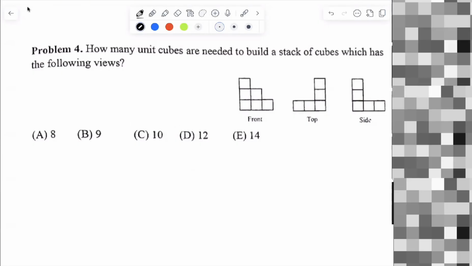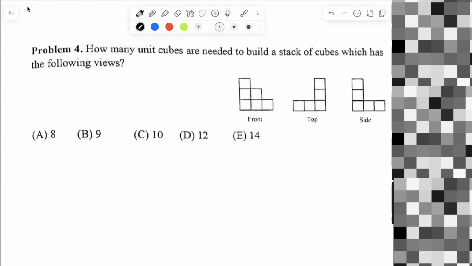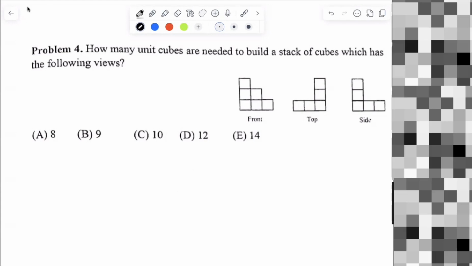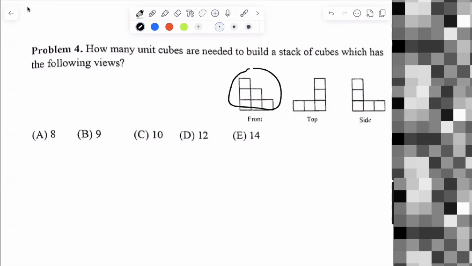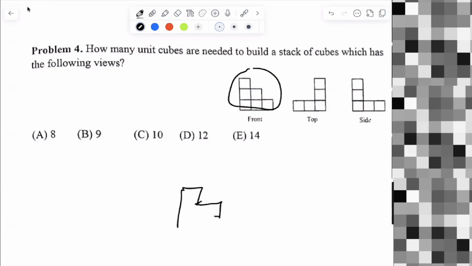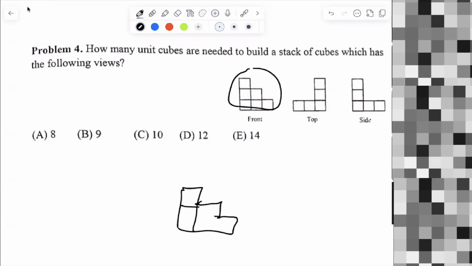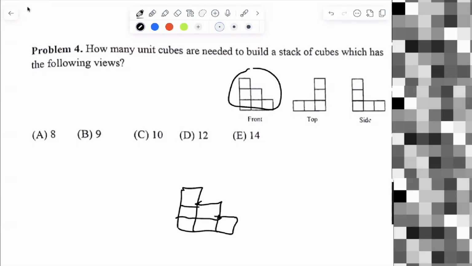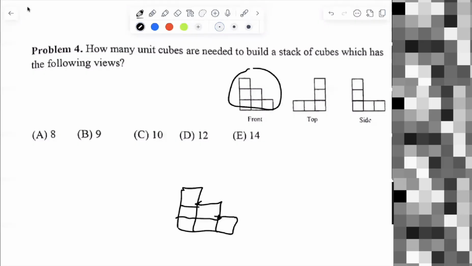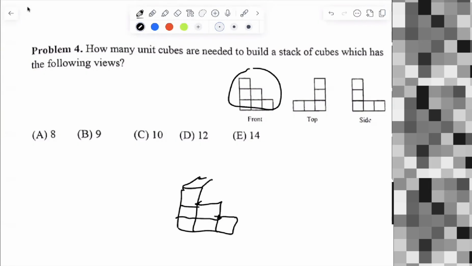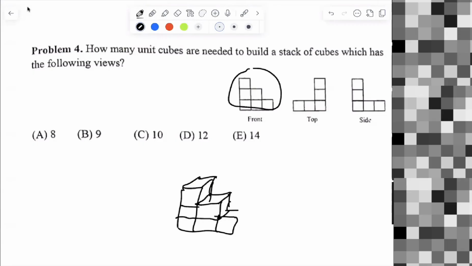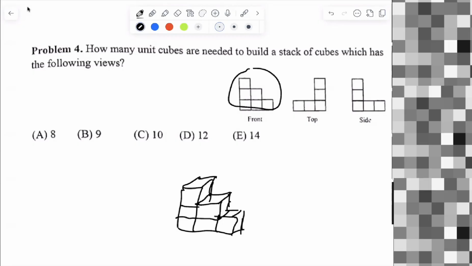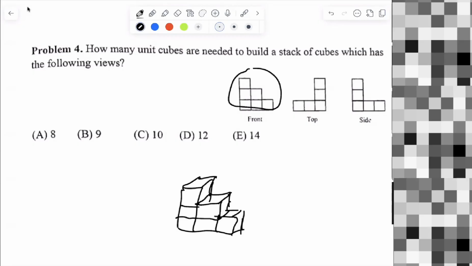Alright guys, let's get started with this question. So basically how do we approach this? Now notice this is the front, alright? So if we're facing right forward to it, you'll see this as a figure. So this figure can be like this. We have this staircase-like figure going down like this. That's already 6. From the top, what do we see?